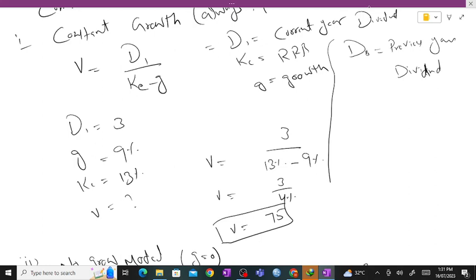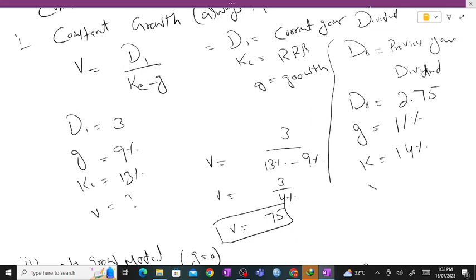Okay, what if we have a previous year dividend? Then how would we solve it? For example, in 2022, the company declared a dividend of rupees 2.75 per share. What is the company offering? D0, which is 2.75 rupees per share. The company is expected to grow at 11%, which may require a rate of return of 14%.